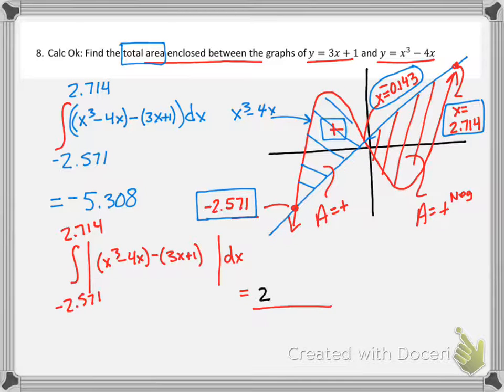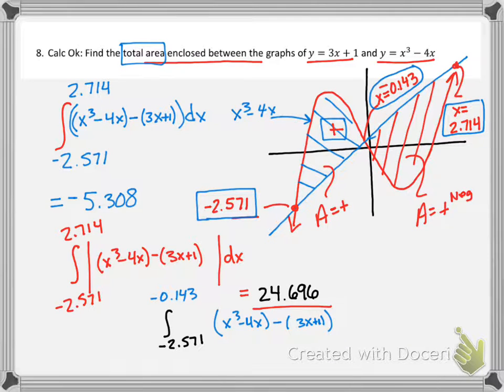A much higher number of 24.696. If you didn't have a calculator or you had to show this by hand, then you would be forced to set up two different integrals. The integral from negative 2.571 to this intermediate intersection of negative 0.143. And in that case, we would have x cubed minus 4x minus 3x plus 1.